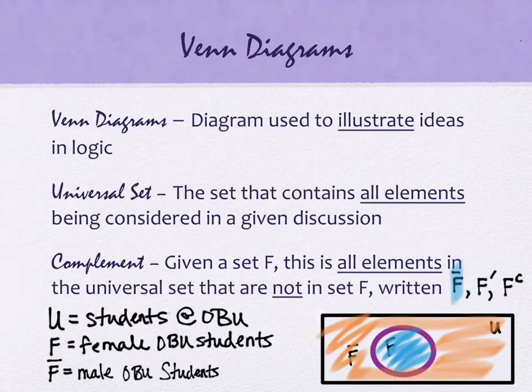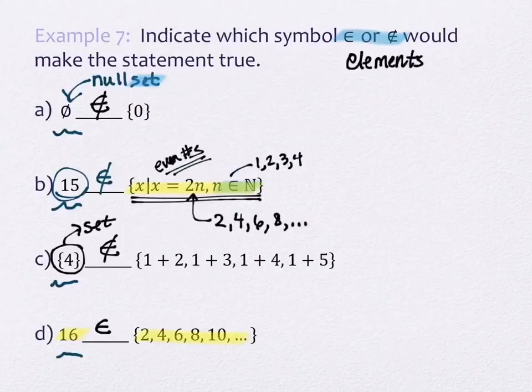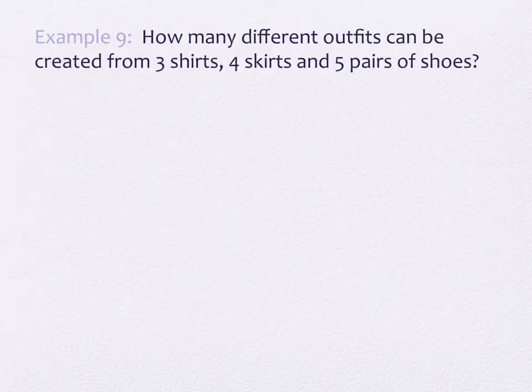So let me do an example with you beyond that so you can see it play out. We're going to make outfits. Assuming that they all match, because of course that would be the biggest problem with this example if they didn't all match, how many different outfits can be created from 3 shirts, 4 skirts, and 5 pairs of shoes? There are 3 separate things I'm putting on, and I can combine them in a variety of different ways to make a technically different outfit.